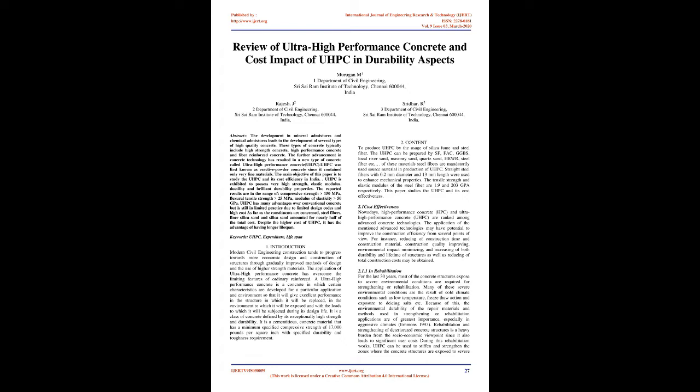50 GPa. UHPC has many advantages over conventional concrete but is still in limited practice due to limited design codes and high cost as far as the constituents are concerned. Steel fibers, finer silica sand and silica sand amounted for nearly half of the total cost. Despite the higher cost of UHPC, it has the advantage of having longer lifespan. Keywords: UHPC, expenditure, lifespan.